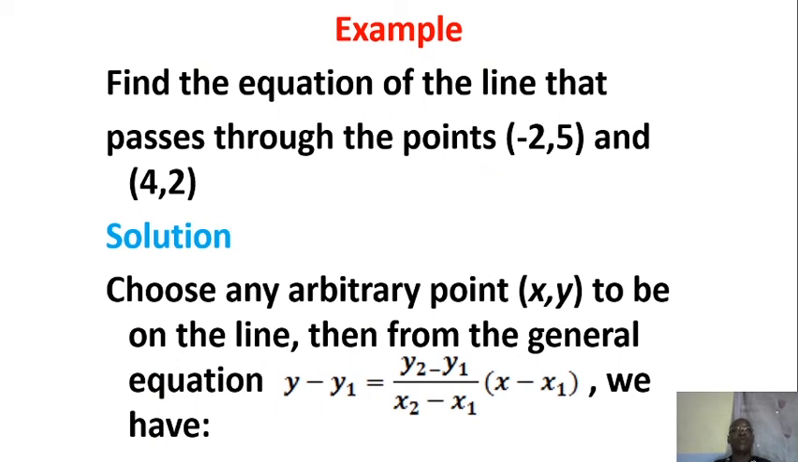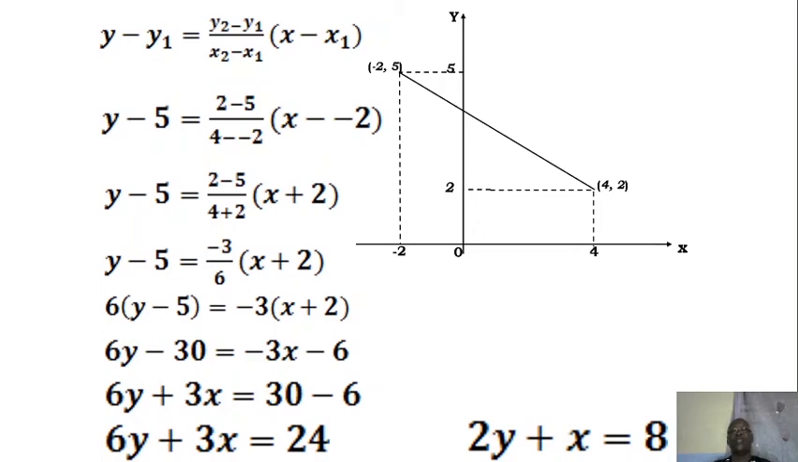We take an example. Find the equation of the line that passes through the points where x is minus 2 and y is 5, and another point where x is 4 and y is 2. Solution, what do we do? Choose any arbitrary point (x, y) to be on the line. Then, from the general equation, which we have known, what do we have? Draw the line. You can see the line, the point where x is minus 2 and y is 5, and the point where x is 4 and y is 2.